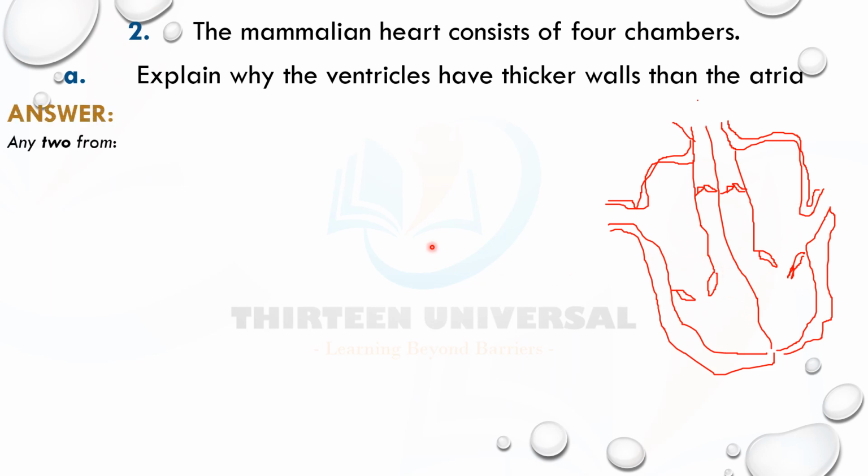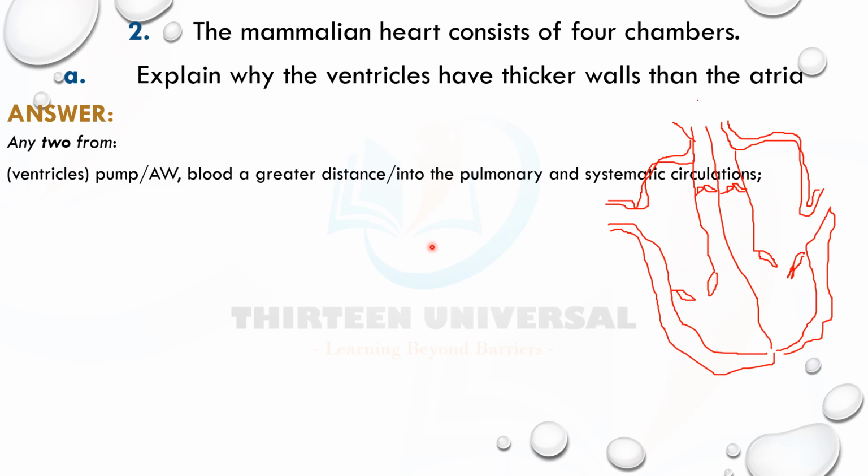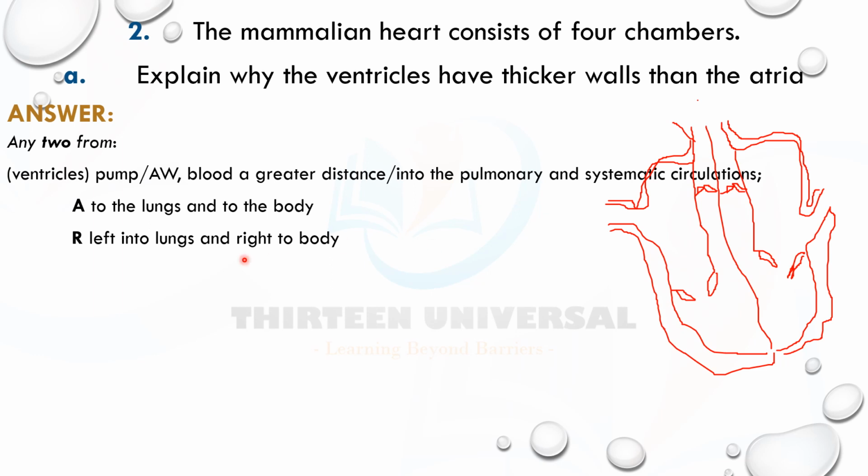So let's see what the mark scheme says. Any two: the ventricle pumps blood a greater distance, into the systemic circulation and to the lungs, except to the body. So they pump blood through a greater distance. Reject left into lungs and right to the body. No, because the left ventricle pumps blood to the body.